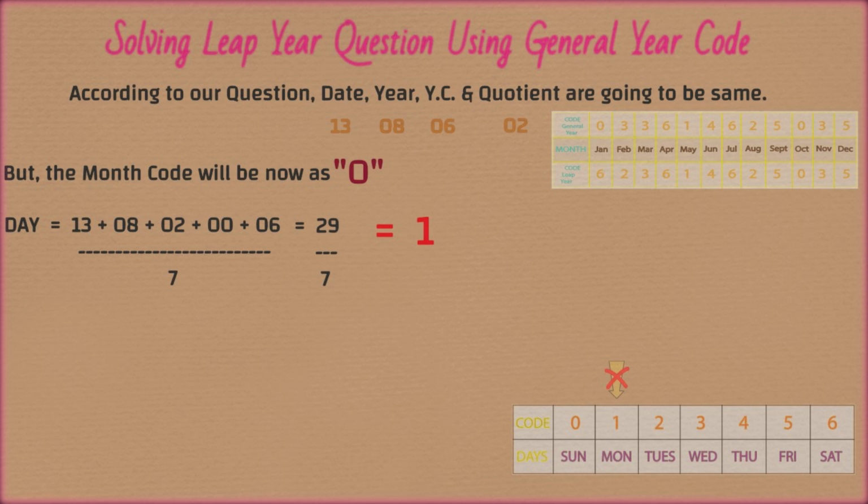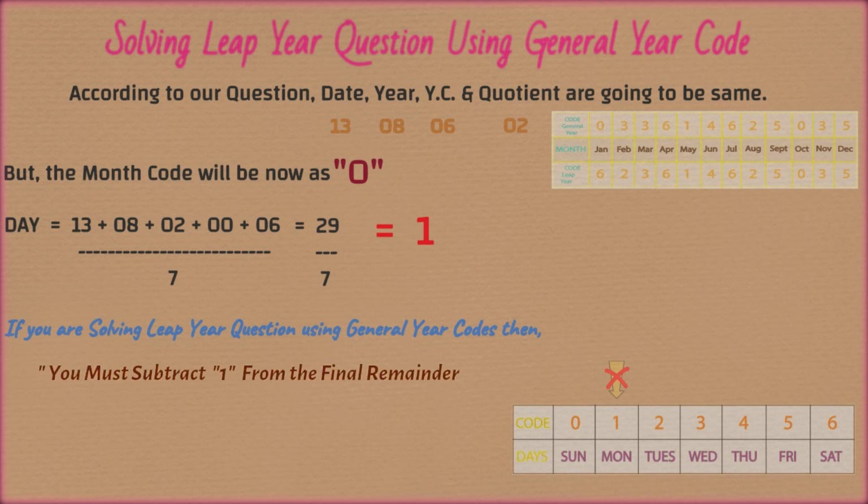So remember, if you are following the general year codes in order to solve leap year questions, then you must subtract 1 from your final answer. That is, in this case, when we use the general year codes, we got the remainder as 1, and we must subtract 1 from the remainder to get the correct answer. So 1 minus 1 equals 0, and 0 is the code associated with the day Sunday. And now we get the correct answer.